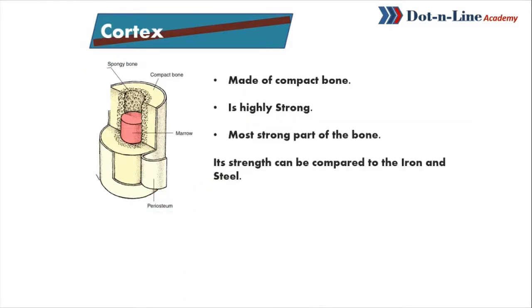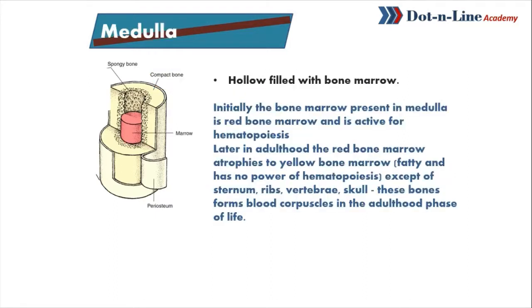Now the cortex was this part. It is made up of compact bone, as I told you. The cortex is highly strong because the calcium salt deposition in the cortex is very dense. This compact bone is the reason for the strength of the bone. The strength of the bone is so high that we can compare it to iron and steel. These bones are highly strong.